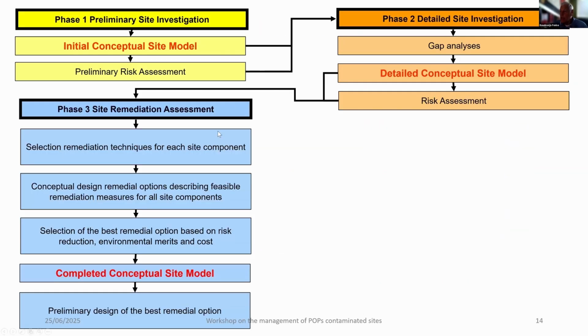And here, this is then illustrating the output and input. So phase 1: initial conceptual site model, first risk assessment, input of phase 2: gap analysis, detailed conceptual site model, risk assessment, the input of phase number 3 we discussed now: selection of remediation technique for each site component, conceptual design of remedial options describing the feasible remediation measures for all site components, selection of the best remedial options, and here again, the site conceptual model is being completed by information gathered during this phase, and then you preliminary design the best remedial options, and this goes to the next phase.